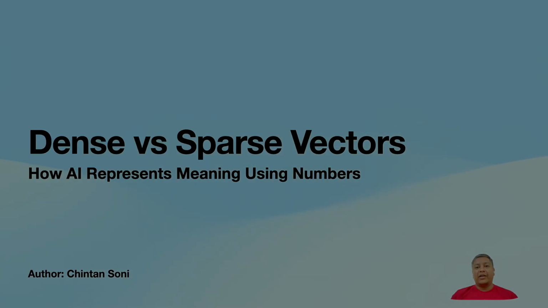Hello, everyone, and welcome back to the second video of the series AI Foundations for Developers. In the previous video, we learned what vectors are and why AI systems need them. In this video, we will understand two important ways AI represents information using numbers: dense vectors and sparse vectors.